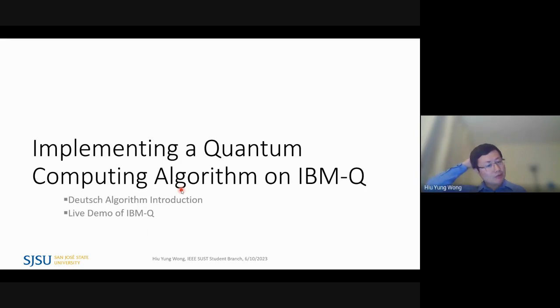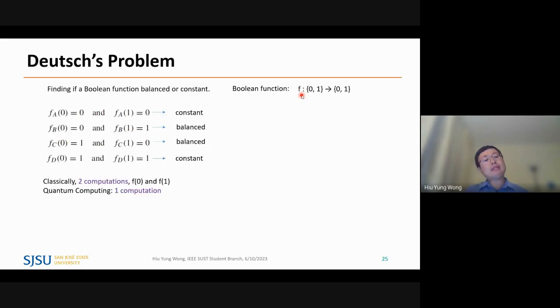So I'm done with this part. Let me see how much time I have. Yeah. So let me just quickly go through an algorithm. I do not think that you can understand right away if you have not learned that before. But I just want to give you a feeling of what a quantum algorithm is about.